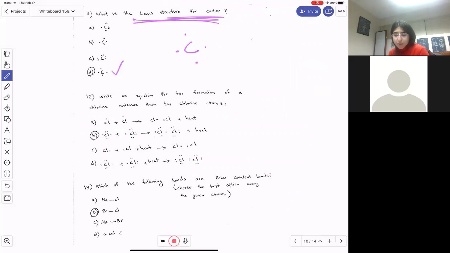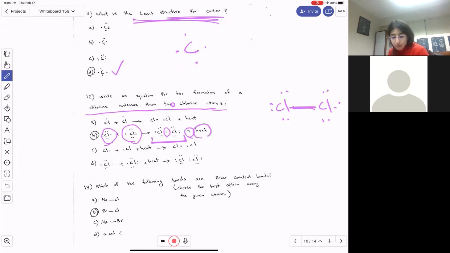Write an equation for the formation of a chlorine molecule from 2 chlorine atoms. So the Lewis structure of chlorine: it is in group 7A, 7 valence electrons, 1, 2, 3, 4, 5, 6, 7. So chlorine plus chlorine becomes the chlorine molecule. They share electrons, right? And we denote the covalent bond with the dash or 2 dots, right? Plus heat, they release lots of energy.